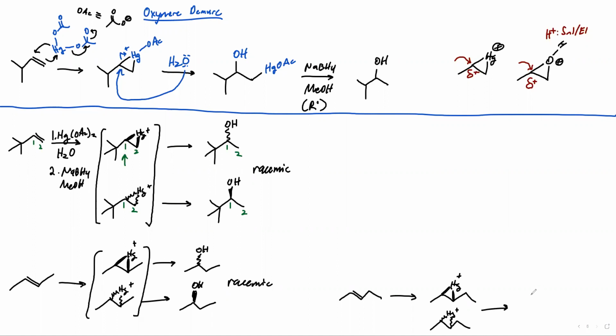But now, if we open up, this is where it gets a little bit annoying because we can get a lot of products here. But if we get, let's say, attack on the right side, which is different, lucky for us, we only get this product here. But attack on the left will result in two different isomers. Again, racemic for these guys.